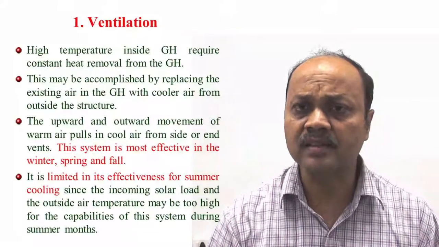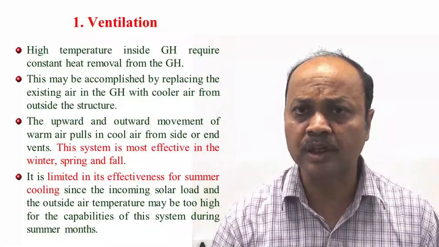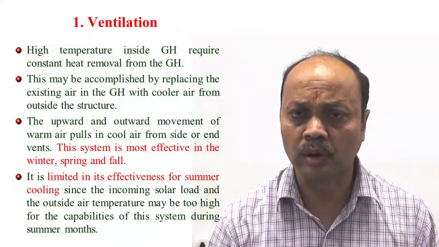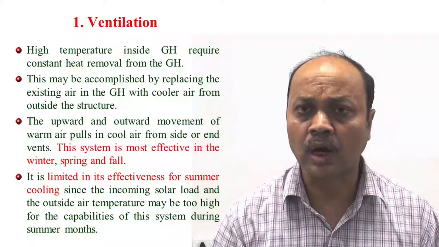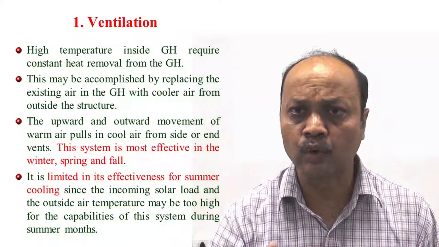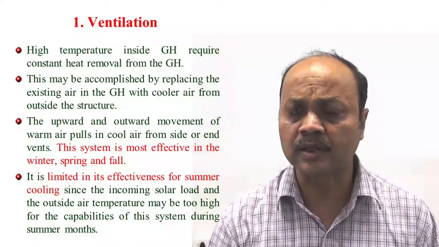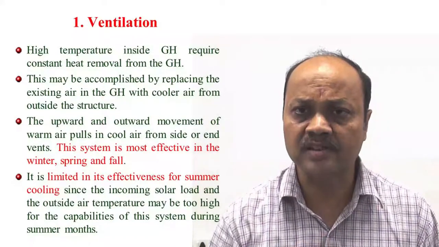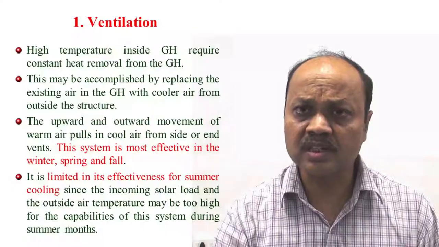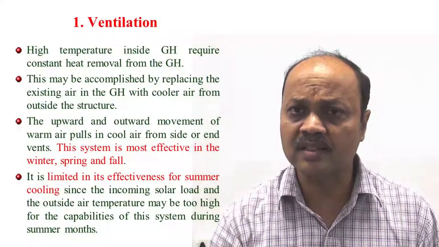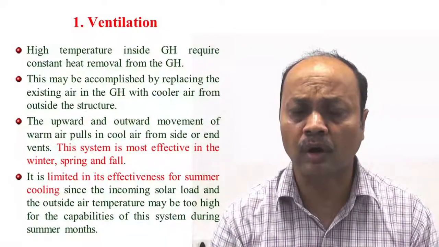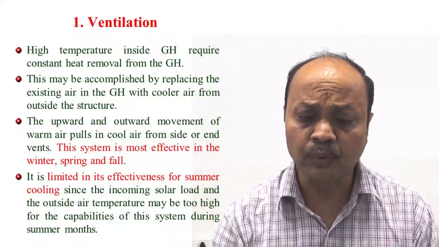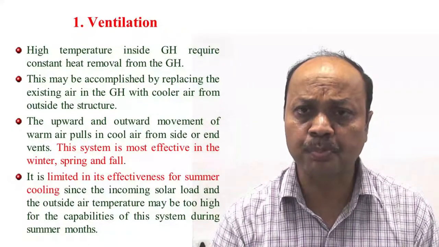Basically, ventilation is the very common one. You have seen in your house also, on top there is a top window, and there are two types. One is natural, another is forced. There is the fan system. So this ventilation system, either natural or forced, is suitable during the winter, spring or fall.